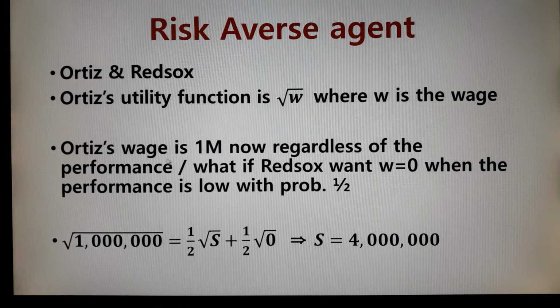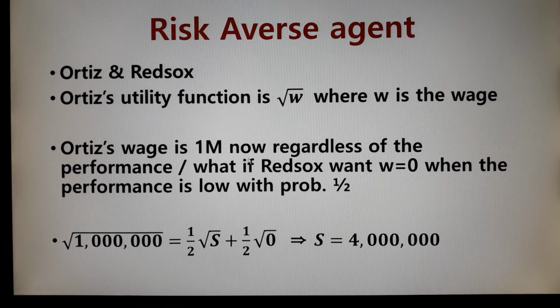Okay, so Otis is an agent with a risk-averse utility function. Let's assume that Otis' current wage is $1 million and he gets it regardless of his performance. But what if Red Sox wants the wage to be zero when the performance is low, with probability of half? That means Red Sox is suspicious that Otis is not doing his best, so they want to kind of punish him by giving him zero when his performance is not good.